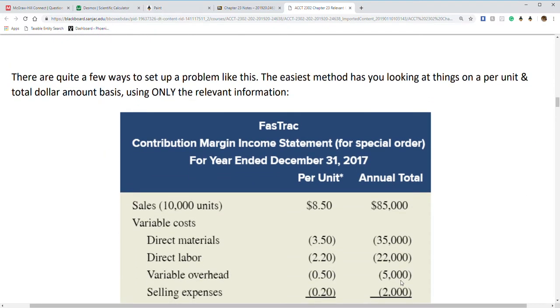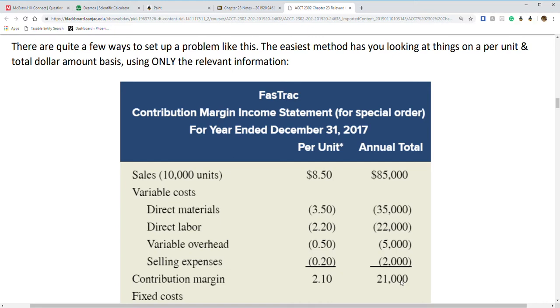So there are quite a few ways to break up a problem like this. We're going to look at simply the easiest method. So easy peasy lemon squeezy. And this is going to be basically on per unit total dollar amount basis, using only the information that's relevant to the additional production. So let's start out.